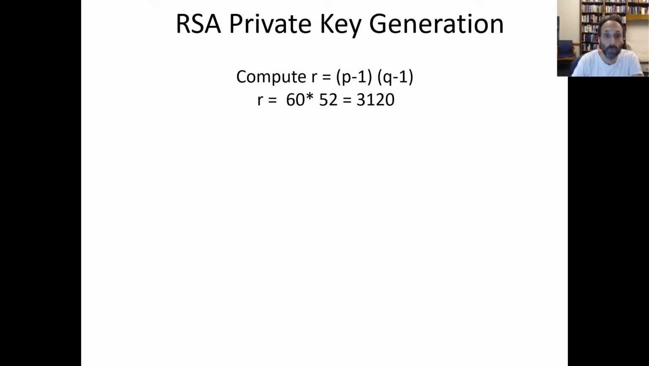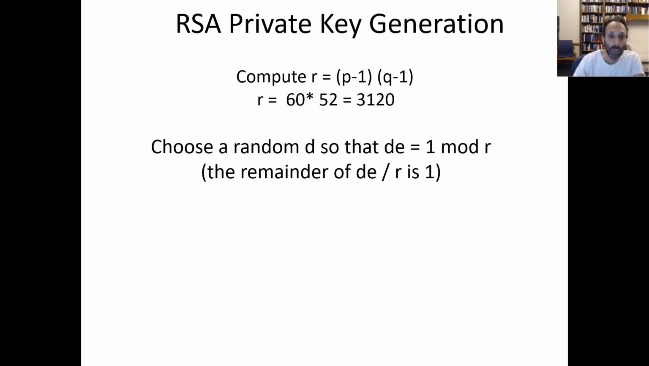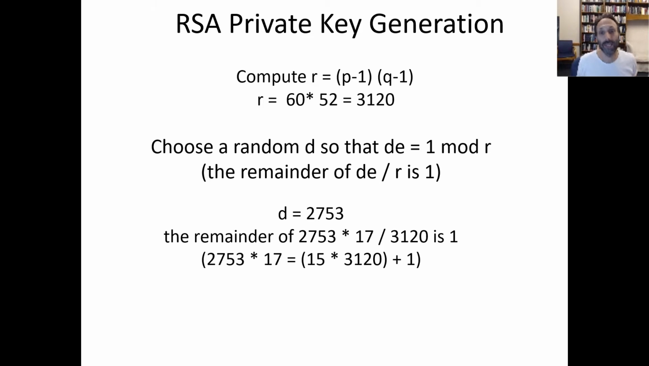Okay, so choose a number D so that D times E is equal to 1 when you divide it by R. I know that's a mouthful. Another way to put it is, if you take D and multiply it by 17 and then divide it by 3,120, you get 1. Let me show you what that would be. Take 2,753. If you take 2,753 times 17 and then divide it by 3,120, you get 1.